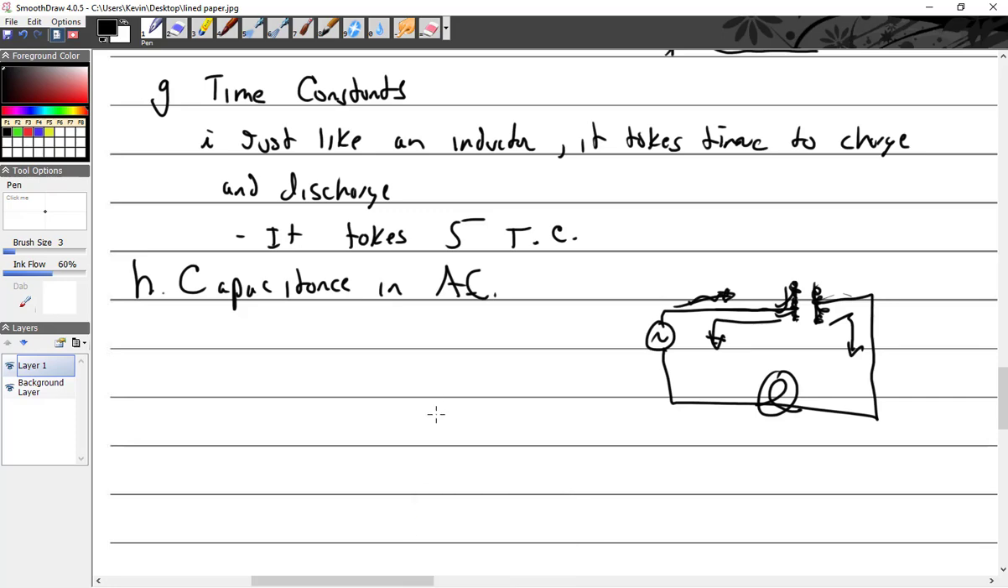Does that mean that the capacitor must have an initial charge? It doesn't have to have an initial charge at all. It could be completely dead. When you turn on the power, what's it going to do? It's going to charge itself up.